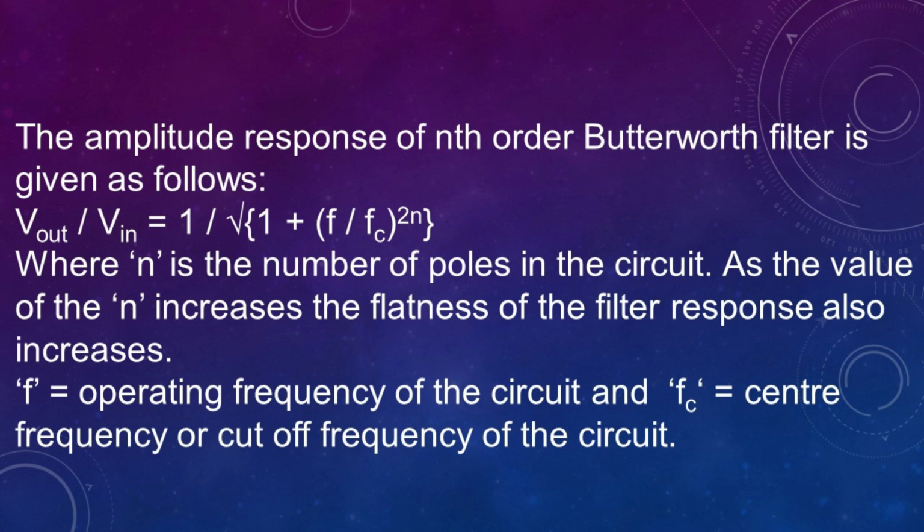The amplitude response of the nth order Butterworth filter is given as follows: Vout/Vin equals 1/√(1 plus (f/fc)^2n), where n is the number of poles in the circuit. As the value of n increases, the flatness of the filter response also increases. f equals the operating frequency of the circuit and fc equals the center frequency or cut-off frequency of the circuit.